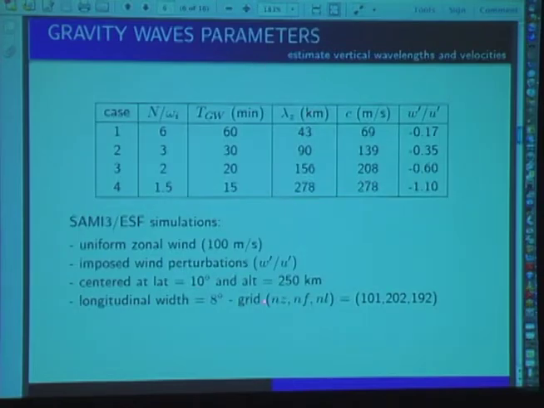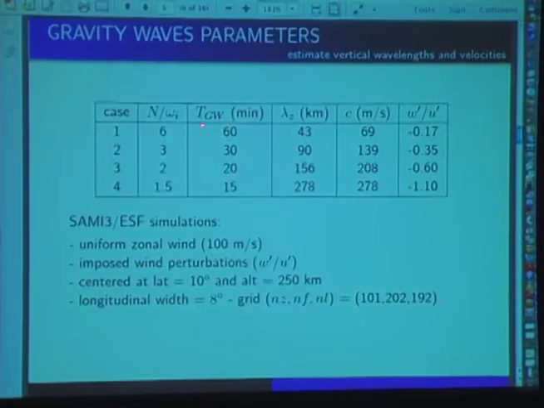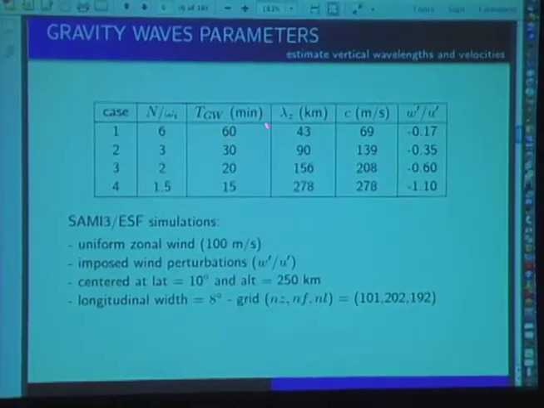These are just some numbers. The key point I want to make is I'm going to be contrasting case 1 and case 4. Case 1, it's a relatively long period of 60 minutes, and it has a relatively short vertical wavelength of 43 kilometers. Case 4, it's a 15-minute period, but the vertical wavelength is close to 300 kilometers, and they're the two extremes.